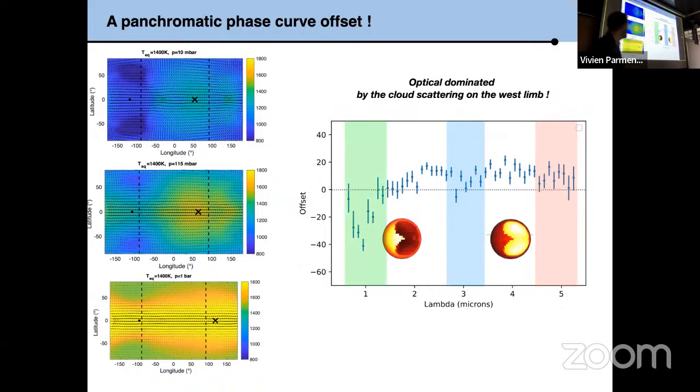Now, what we're saying is happening here is actually it gets negative because the hotspot is shifted east, meaning that the cloudiest spot, as you saw before, should be shifted west, where it's a bit colder, and that would give you a westward offset here from the reflected light. So this would be reflected light versus thermal emission.